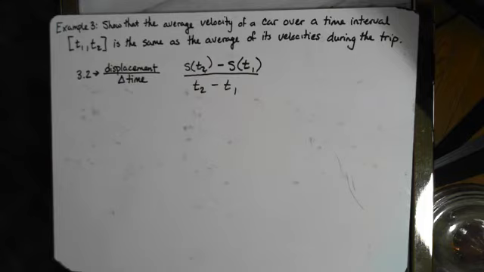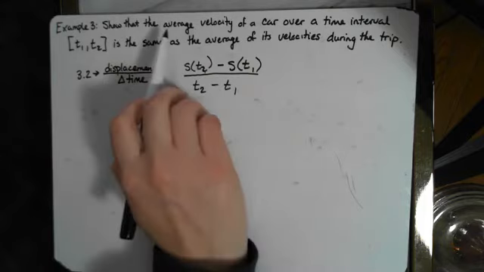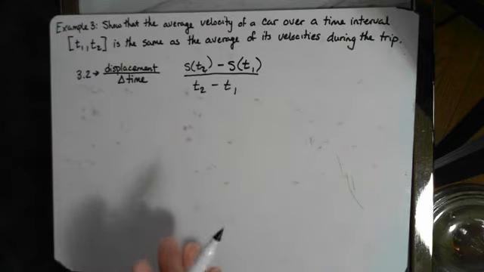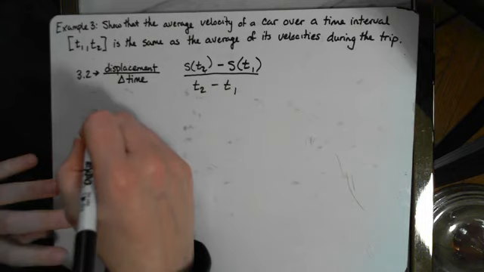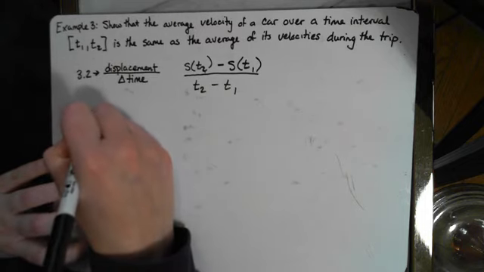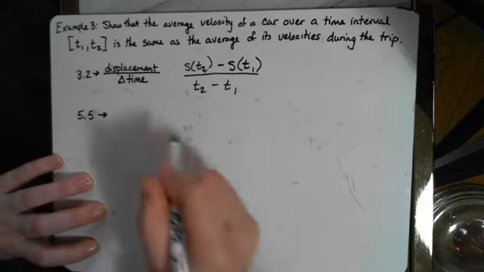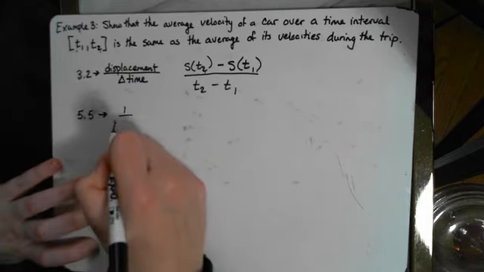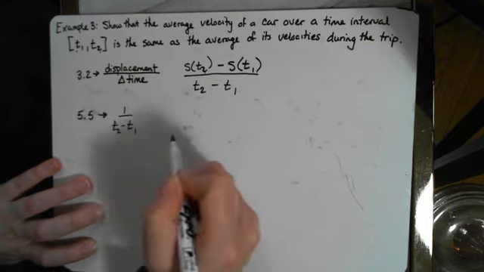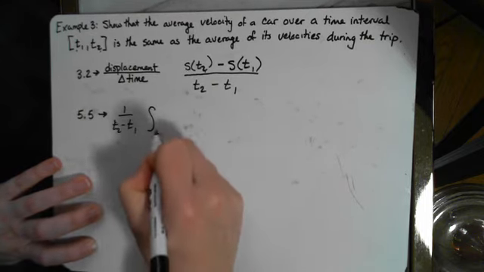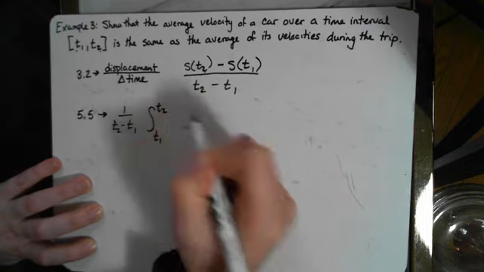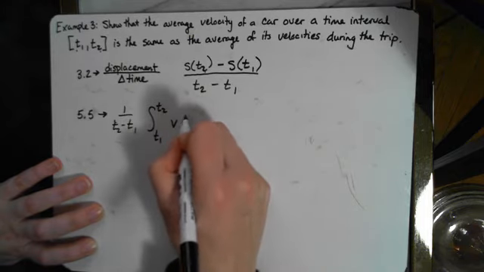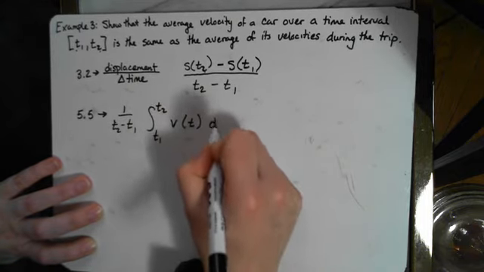Okay, so now let's use the mean value theorem for integration to find the average velocity on this time interval. So I'm just going to take this and put it into the function that we had in our lesson. So this is the function from 5.5. Okay, we had 1 over b minus a, so t2 minus t1 times the integral from t1 to t2 of my function. Now this is the velocity function, so it's v of t with respect to t.